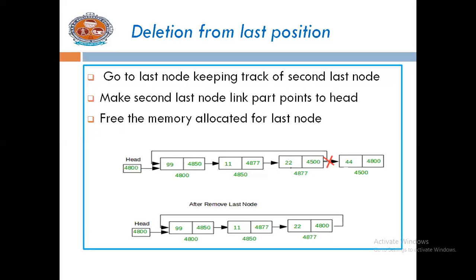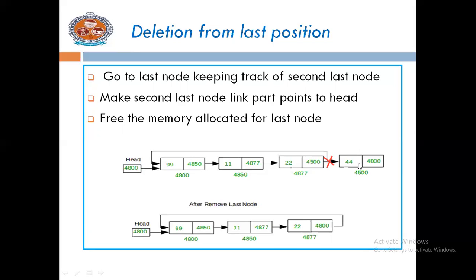So that's why we need to get the second last node address. And in the next step, make the second last node link part point to head. Finally, free the memory allocated for the last node. So look at the diagram. The last node is 44. Initially, the last node link pointer points to the head node, that is 4800.